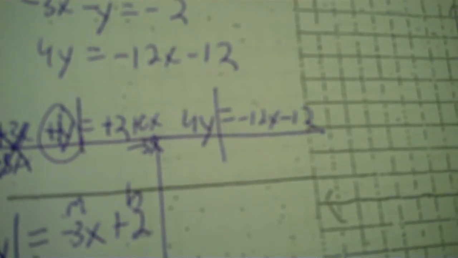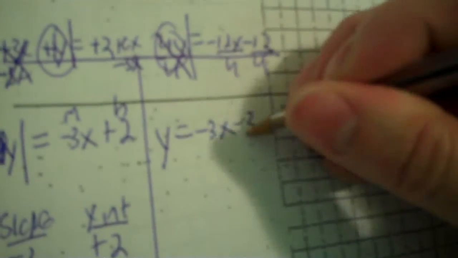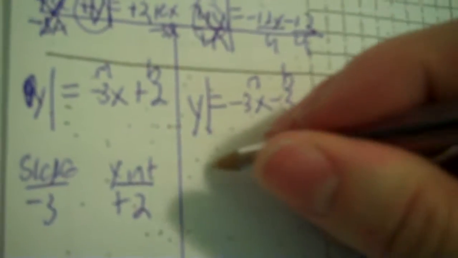Now let's come over, look at this. Is y isolated on that side? It's close, but not quite. Okay. At least it's a positive 4, so we don't have to change signs. We're just going to divide by 4, then the y is free at last. Negative 12 divided by 4 is negative 3x. Negative 12 divided by 4 is minus 3. Okay? So m and b. So the slope is negative 3. The y-intercept is minus 3.